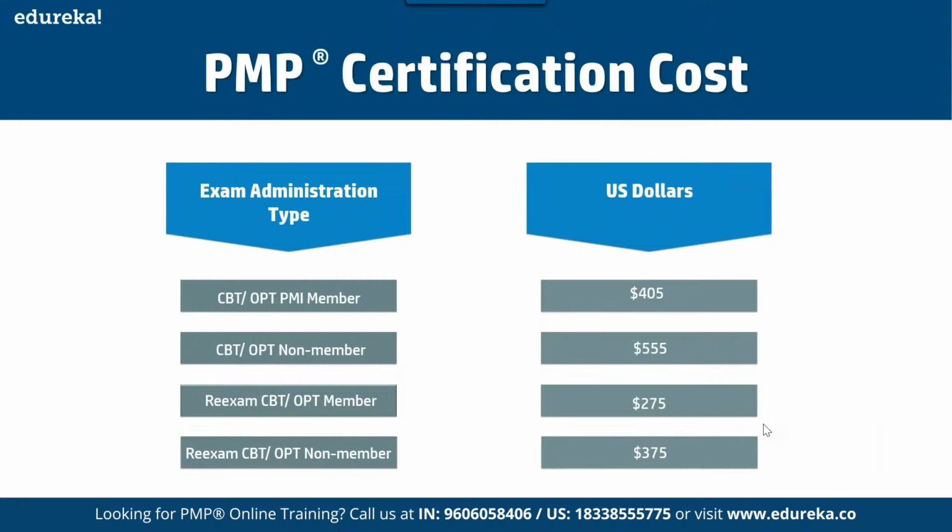Now coming to the cost part, so this is basically the cost. If you are a CBT member or OPT member, the cost is 405 for you. If you are not a member, the cost is higher, which is 555. And if you failed in the first attempt and want to give a second attempt, for OPT members it's $275, and for non-members it's $375.